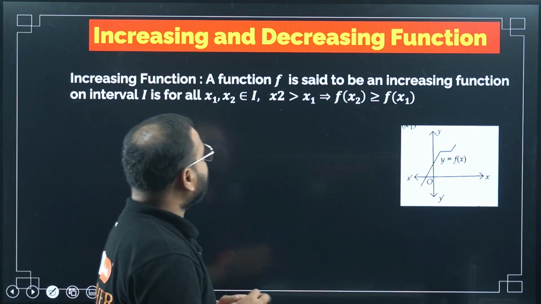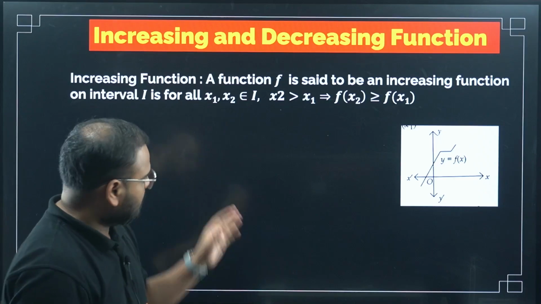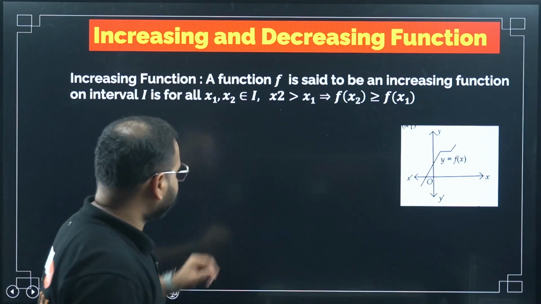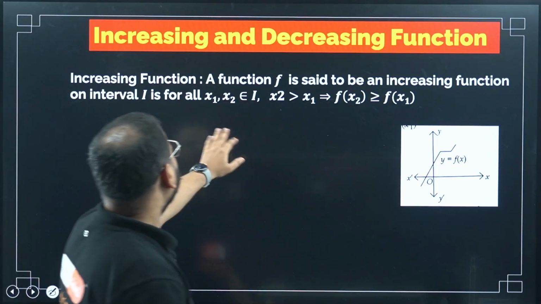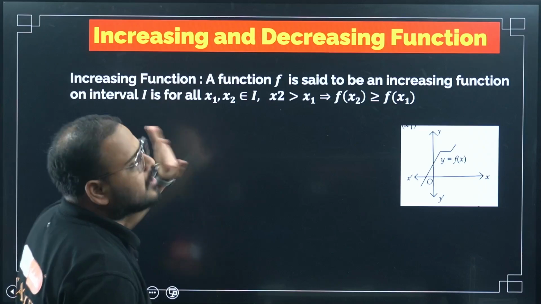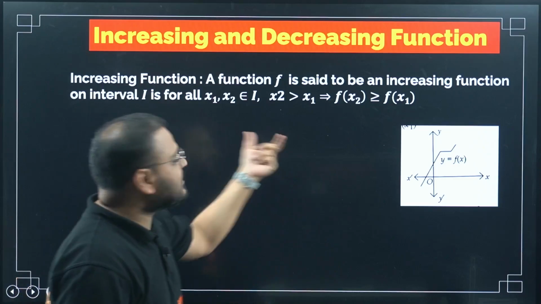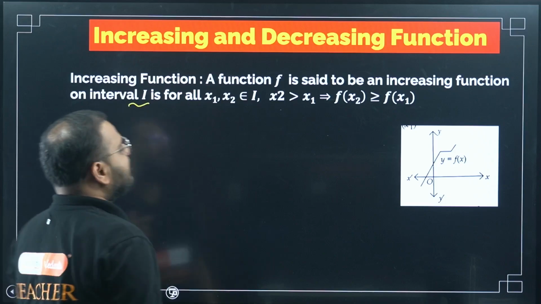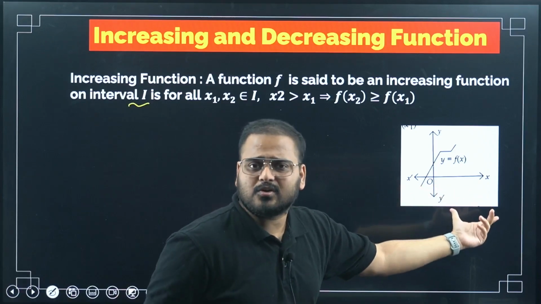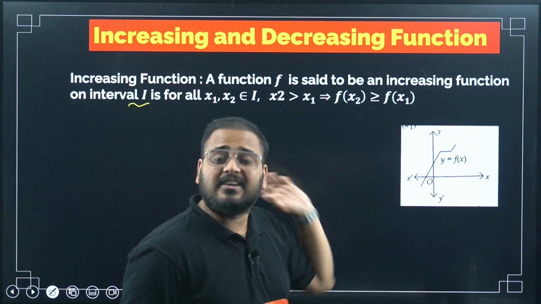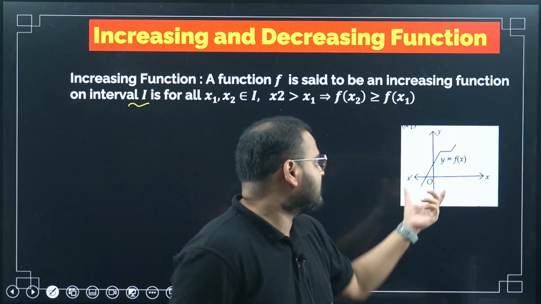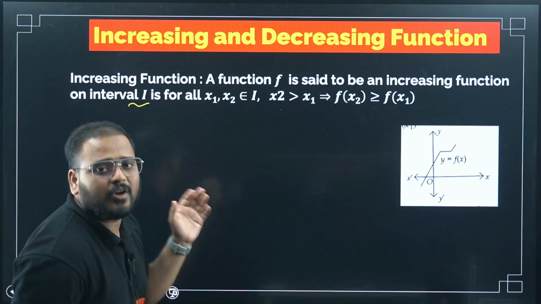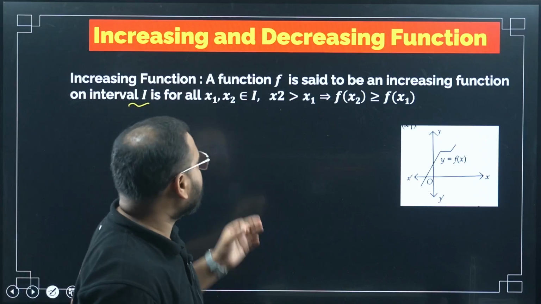A function f is said to be an increasing function, provided that x1 and x2 are part of the domain. Over here there is a defined interval, interval I. But if I look at the graph, I can say all real numbers also. This interval can be a defined interval as per the question, or in this graph you can see it is the real numbers.